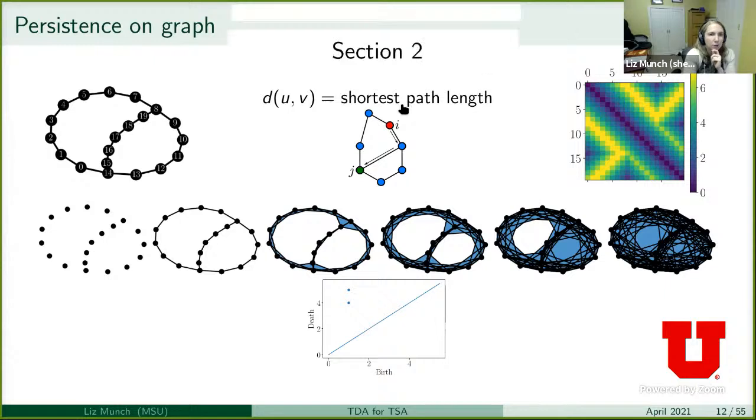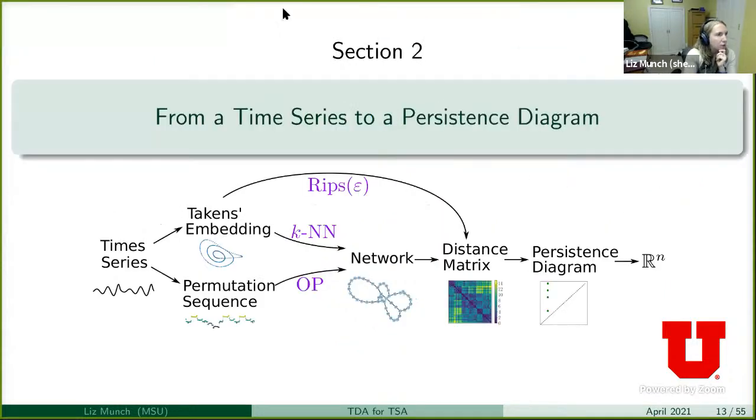Okay, so where are we? So far I've got a way of getting from distance matrices to persistence diagrams. I also have a way of getting from a network to a distance matrix. And what I'm going to show you next is essentially ways of getting from time series into point clouds and permutation sequences, all sorts of different ways of representing your time series.